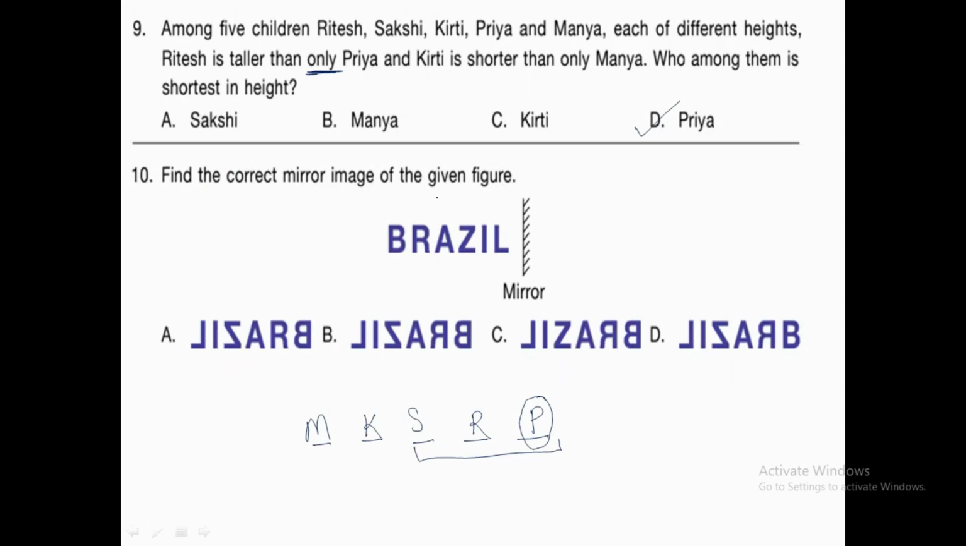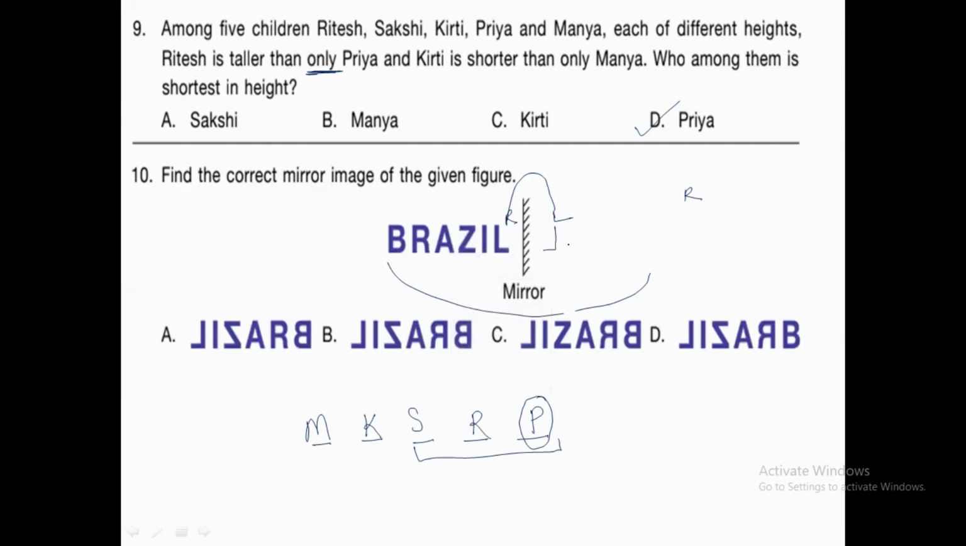The upside. Okay, so that is the only change that is going to happen in the mirror image. Now let's see. Brazil is given over there, and we need to find the mirror image for the word Brazil. Okay, so what can it be? So L is like this. So L should be like this over here.